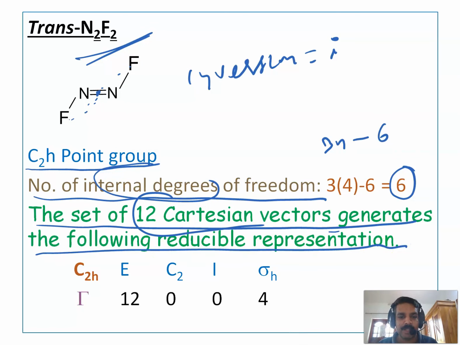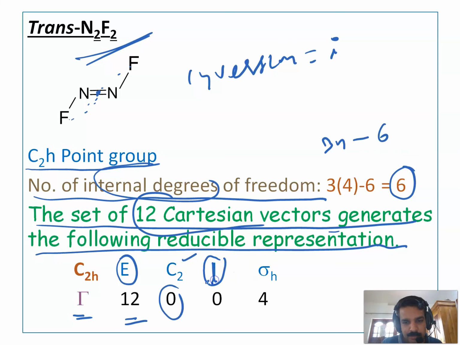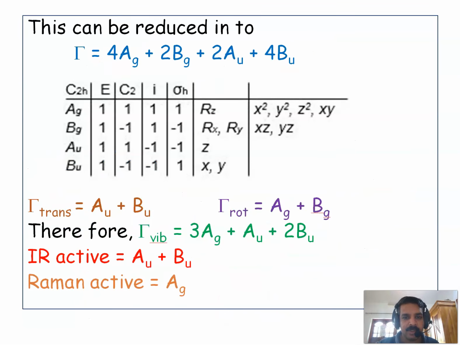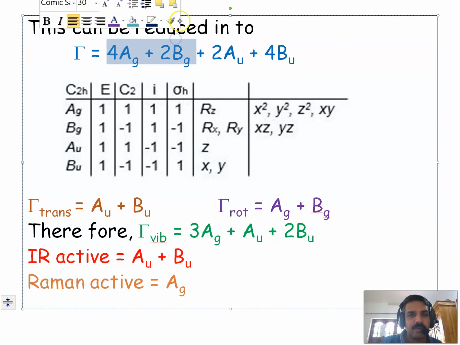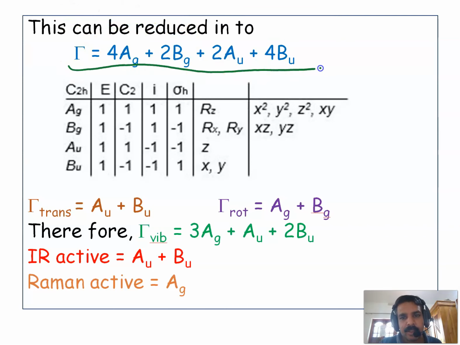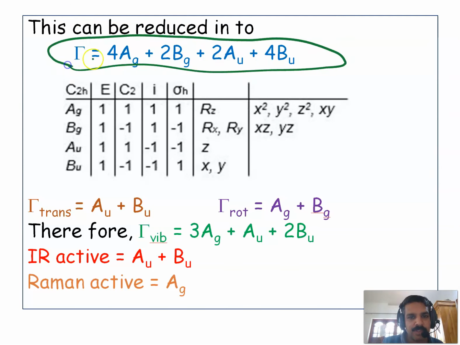I will not explain more details. You will get this: gamma is equal to 12 for E, 0 for C2, 0 for small i, and 4 for sigma. On reduction of that representation, we get a combination of irreducible representations. This is gamma total: 4Ag, 2Bg, 2Au, 4Bu.